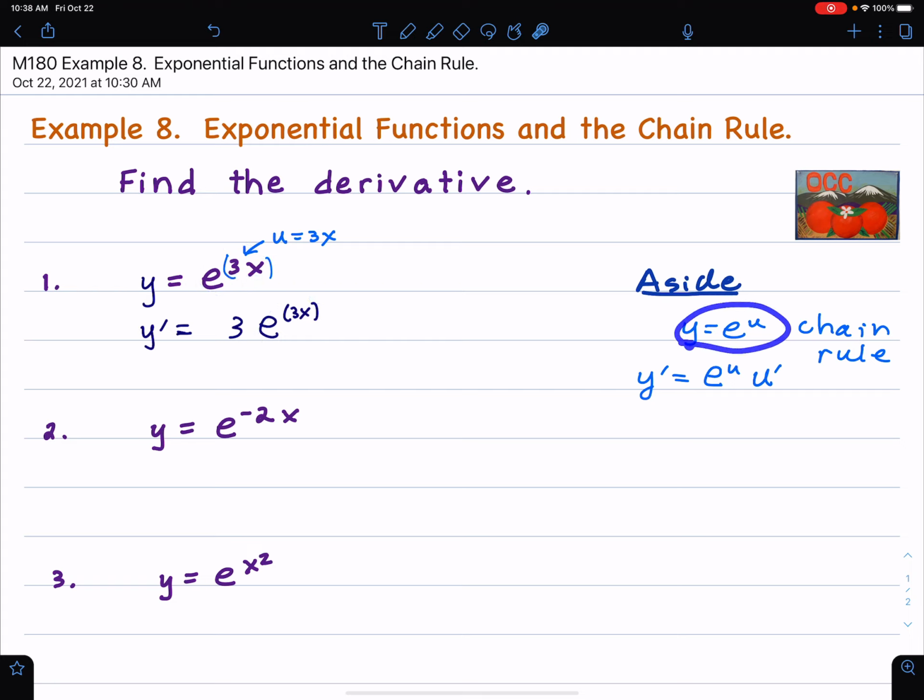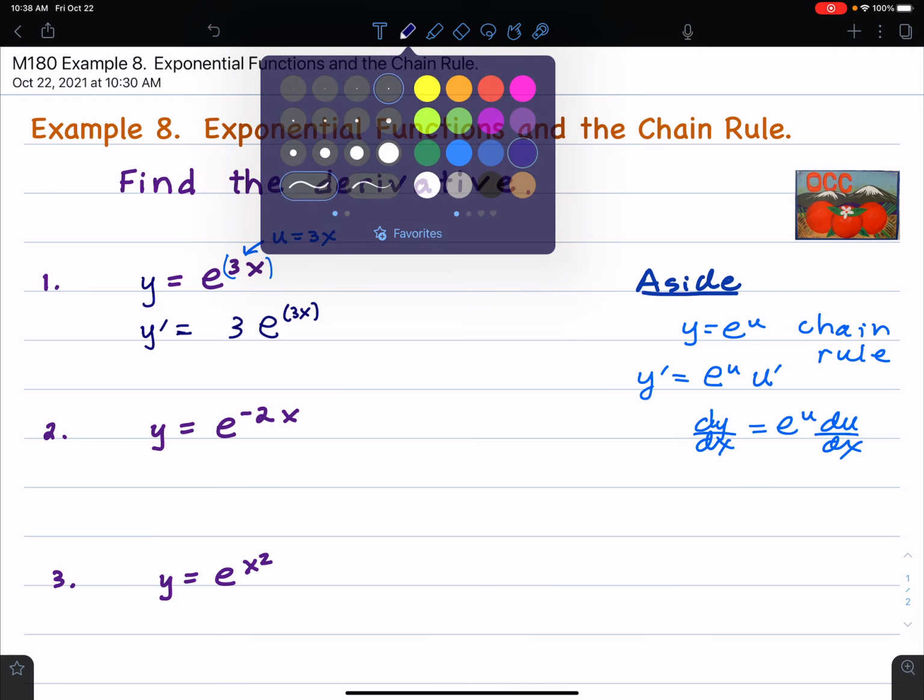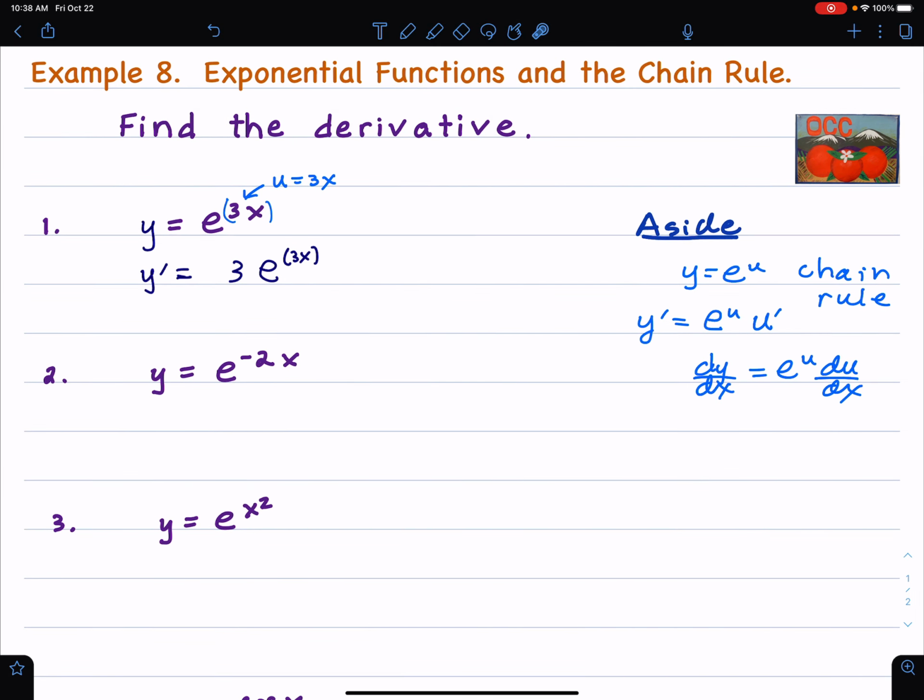So y equals e to the u. The derivative of e to the u with respect to x is e to the u times u prime. You could also write this as dy dx equals e to the u du dx. Okay, let's go on to the next problem here. We have e to the u where u is negative 2x. So as before, the derivative is e to the u again. And then we multiply by the derivative of u, which is negative 2.